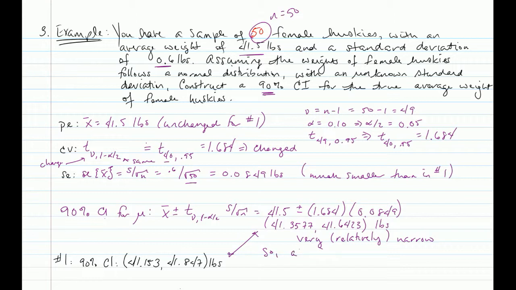So, all things equal, increasing the sample size n narrows the confidence interval. It gives you a smaller range of values. And that's because the t value decreases via nu and SE decreases.